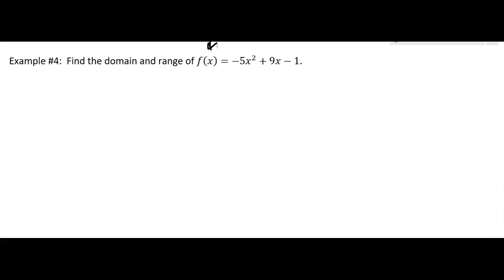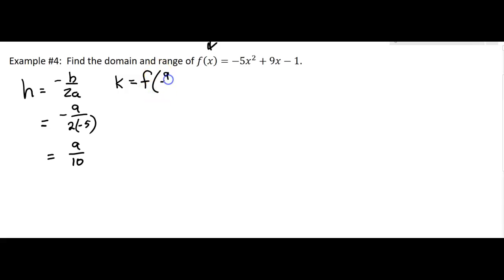Okay? So to find the vertex, I'm going to use that h equals the opposite of b over 2a. In this case, that's going to be the opposite of 9 over 2 times negative 5, which is going to be 9 over 10. To find k, I'll have to plug that value in. So k is going to equal f of 9 over 10. In our case, that's going to be negative 5 times 9 over 10 squared.